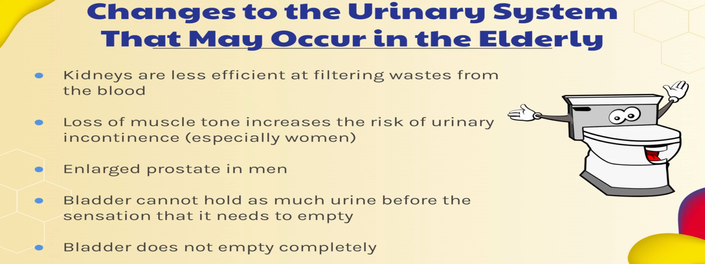An enlarged prostate can cause difficulty starting a urine stream. It can cause dribbling between voids, and it can increase the risk of urinary tract infections. And finally, the bladder does not always empty completely in the elderly. When the bladder doesn't empty completely, the risk of UTI, or urinary tract infection, increases.